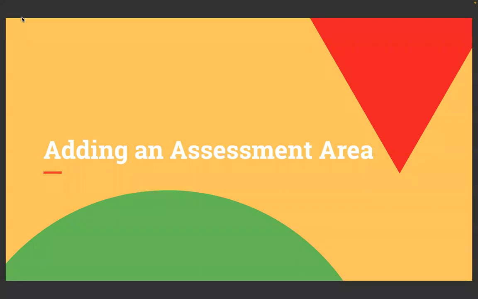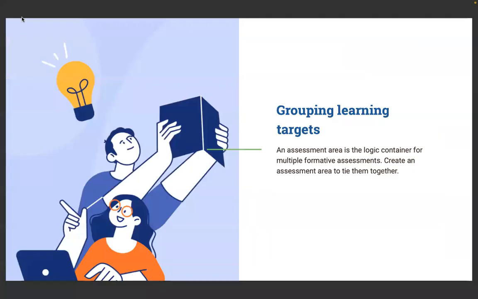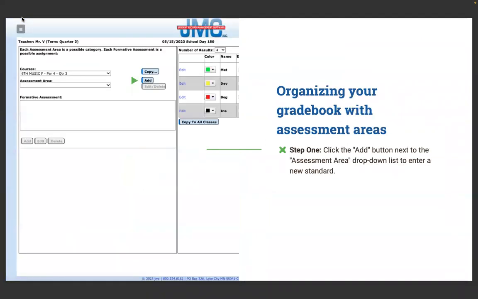to adding an assessment area. An assessment area is the logic container for multiple formative assessments. It's essentially a category for formative assessments. You create an assessment area, and then you would add the formative assessments that fit under that assessment area in the next step. So to add an assessment area, we would select the course.